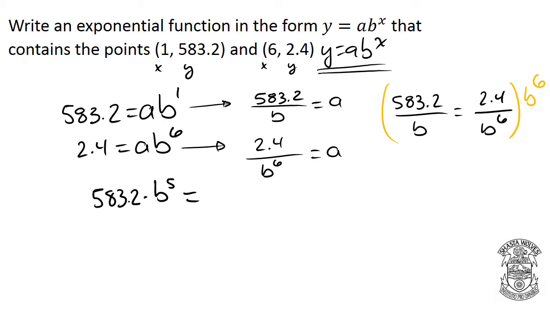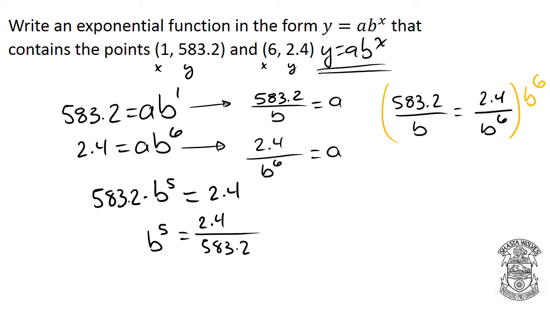And then that's going to equal, on the other side, when I multiply both sides by b to the 6th, this side with the b to the 6th in the denominator becomes simply 2.4. This is a convenient trick. I've got all my b's collected together and no fractions at all. The next thing I'm going to do is divide both sides by 583.2. This gives me that b to the 5th equals 2.4 divided by 583.2.